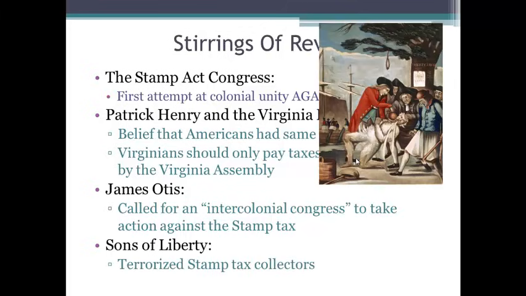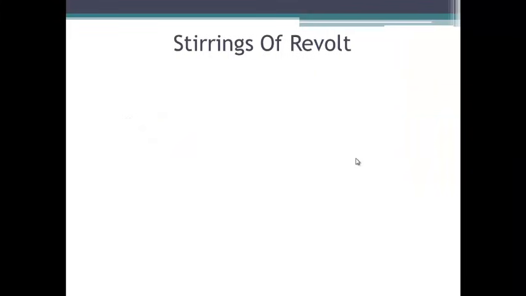And we have Sons of Liberty, a group of people that joined together to protest the stamp tax, and they would terrorize stamp collectors. They would often tar and feather stamp collectors and anybody who bought British goods.